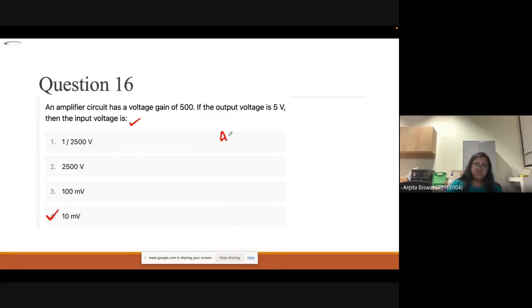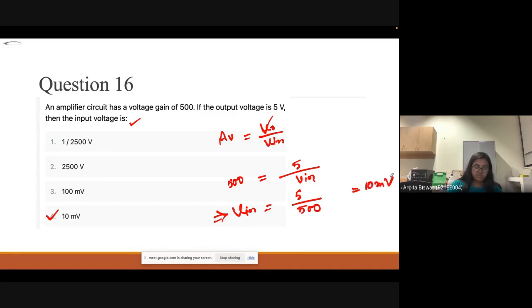Just directly put the equation: AV equals V output by V input. Here AV is given as 500, and the value of V output is 5 volt. You have to find out V in. So what is the value of V in here? 5 by 500. It comes to around 10 millivolts.